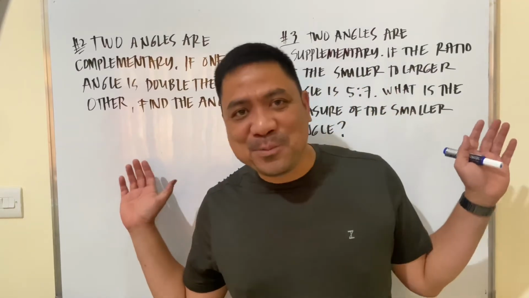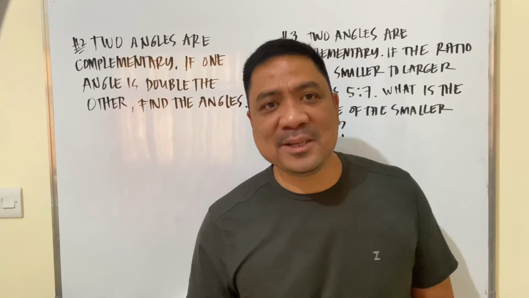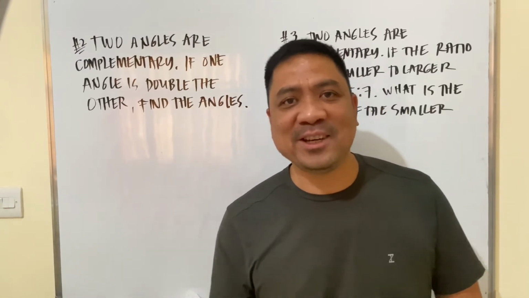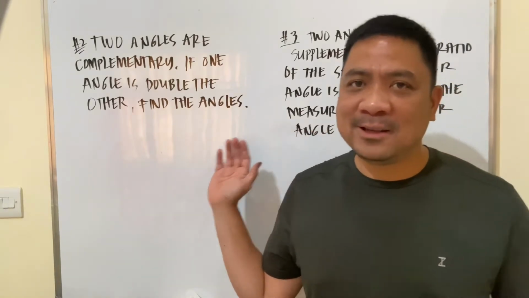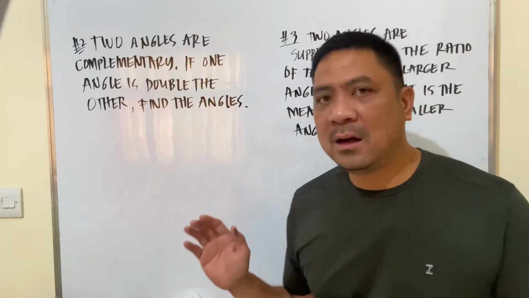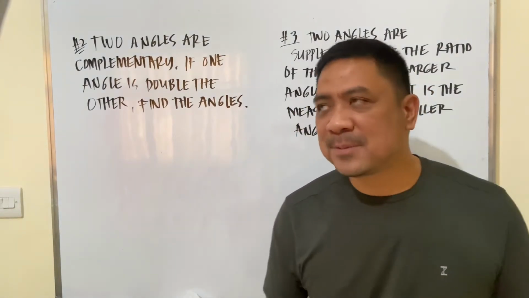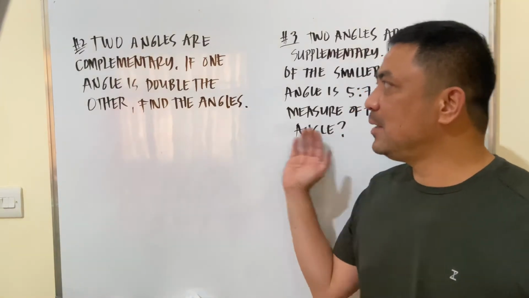Okay, so let's have these two problems here. Actually, these two problems came from our grade 6 subscribers, but she doesn't want to mention her name, so let's respect that one. So again, these two problems will fall on complementary and supplementary angles. So that's why we had a quick review of basic angle properties, so we can solve these two problems here.